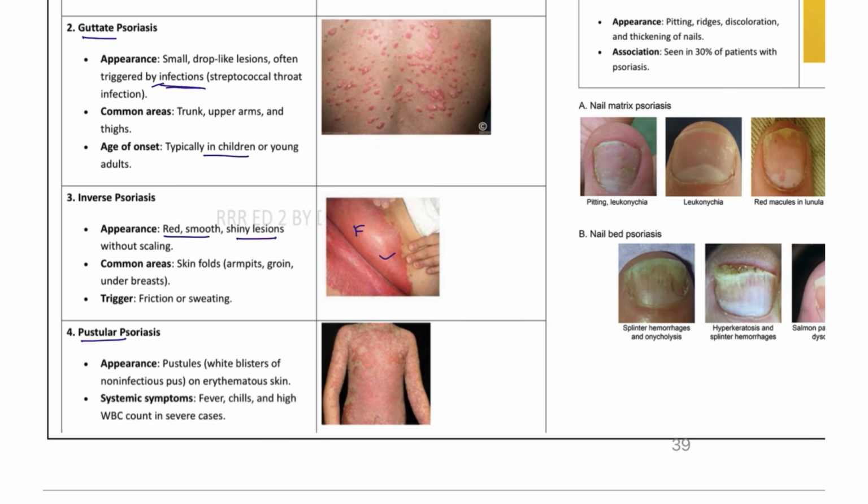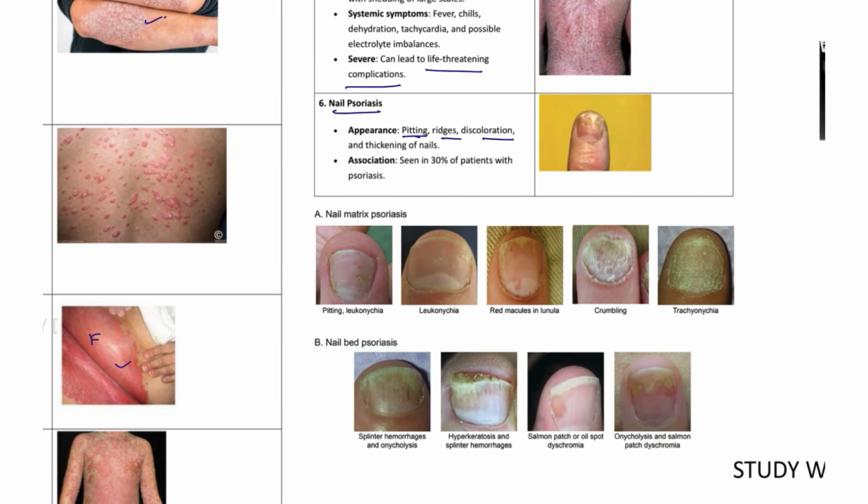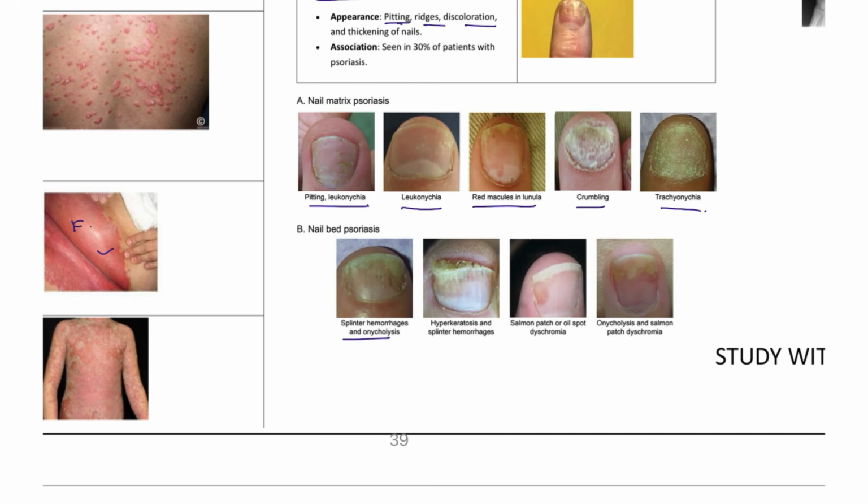Pustular psoriasis is extensive pus, and non-infectious. The patient will have fever and chills. That is pustular psoriasis. Another one is erythrodermic. This is an extensive, widespread type of lesion, and life-threatening complications are also seen. And in nail psoriasis, you are going to see nail changes such as pitting, ridges and discoloration. Here you can see irregular pitting, leukonychia, color changes, red macules, crumbling, trachyonychia, and also splinter hemorrhages, hyperkeratosis, and the salmon patch or oil spot.